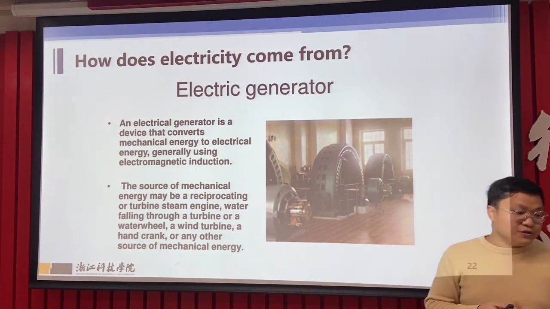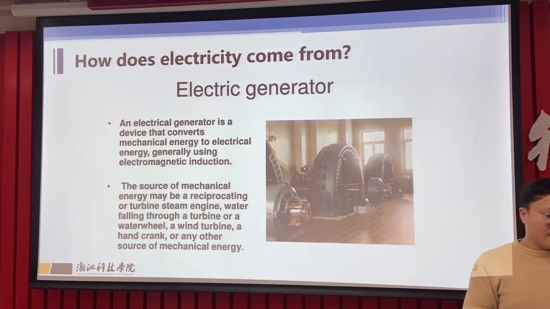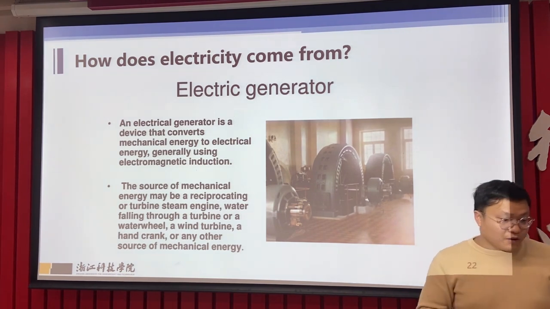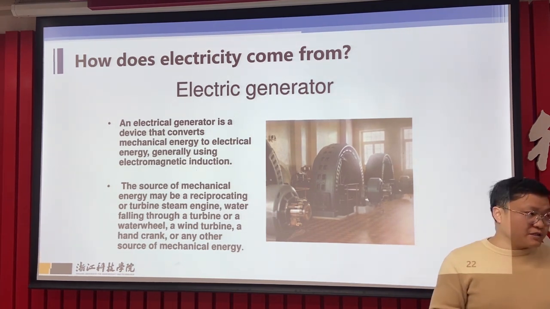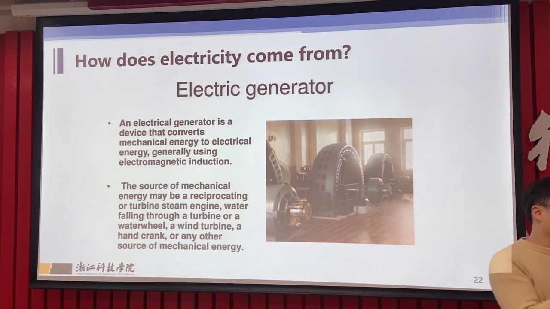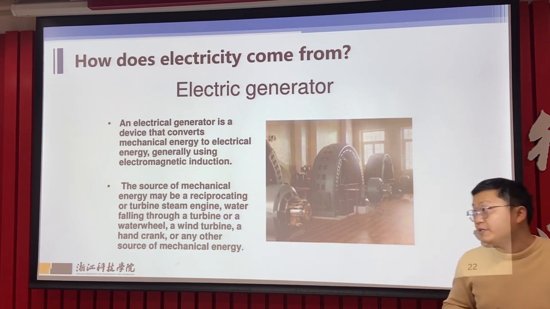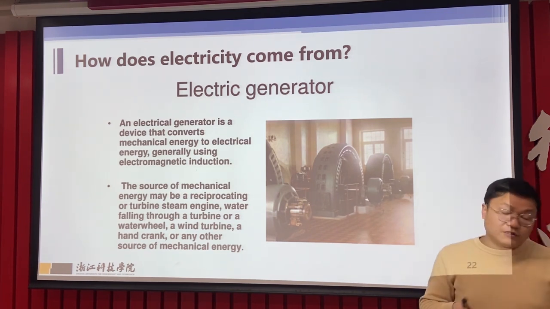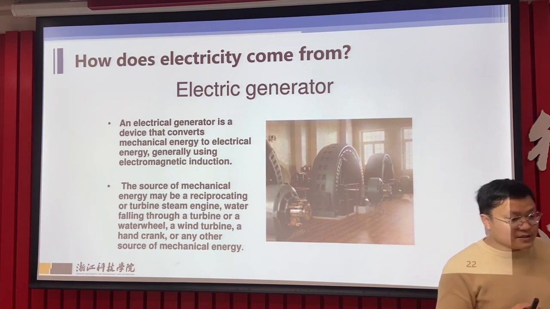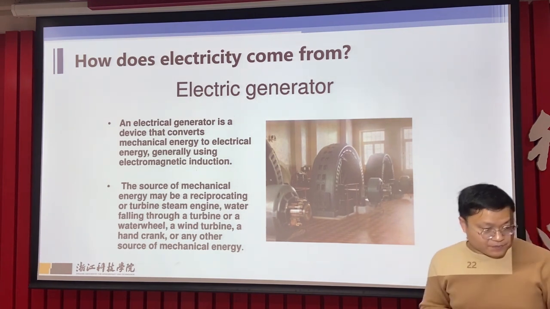And then we are going to talk about where electricity comes from. We all know that we have power plants. We convert some energy into electricity. For example, wind energy and solar energy, we convert them to electricity. But how does electricity come about?